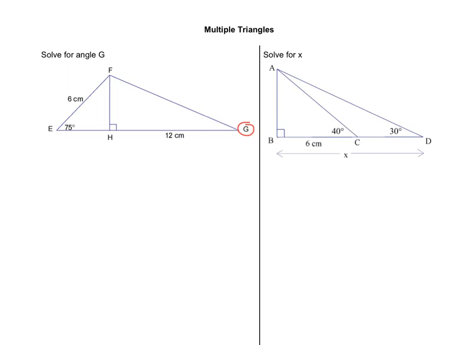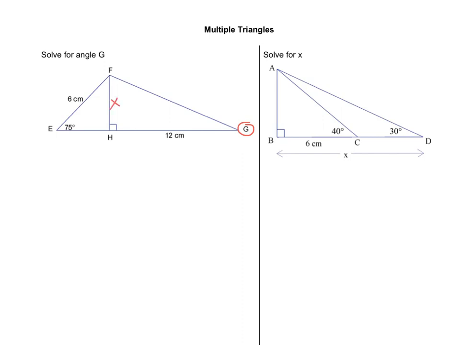But if I look at the triangle FHG, the right triangle that angle G is in, I only have one side length. And I know if I want to solve for an angle, I need at least two side lengths, which means my first goal should be to solve for the height of this triangle, so FH, and then I can use SOH CAH TOA to solve for G. So my goal, I'll just label it as X.